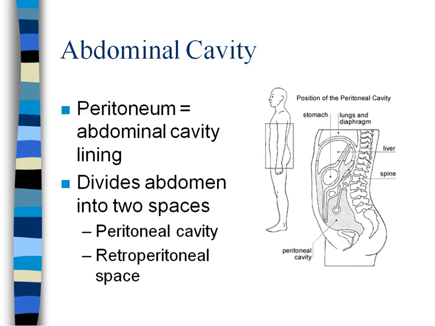All right, peritoneum. So this is the abdominal cavity lining, and this is kind of hard to see, right? You see that? Peritoneal cavity. Okay, it's divided into two spaces: the peritoneal cavity and then the retroperitoneal space. Okay, so retro would mean what? Right, behind. So it's behind the peritoneal cavity.